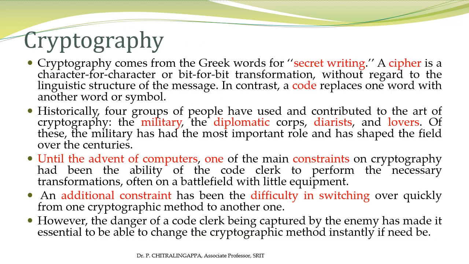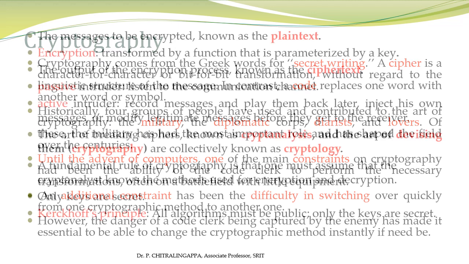Cryptography comes from the Greek word, which we can call secret writing. A cipher is a character for character, bit for bit transformation without regard to the linguistic structure of the message. In contrast, a code replaces one word with another word or symbol. Majorly, these are used for military and diplomatic purposes.